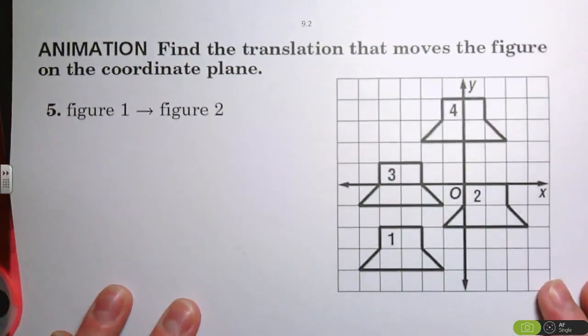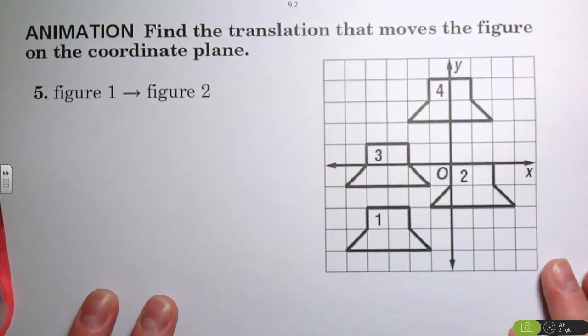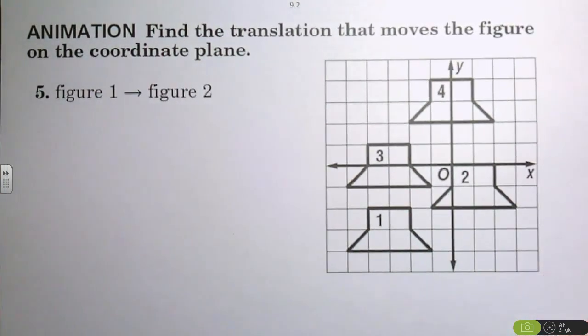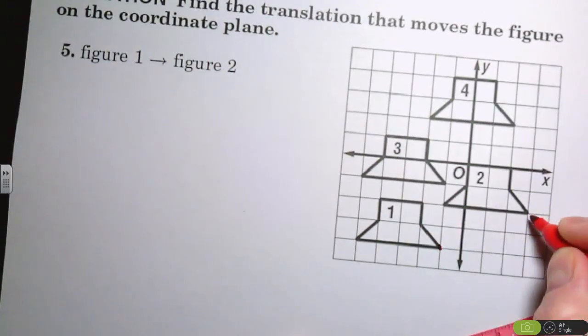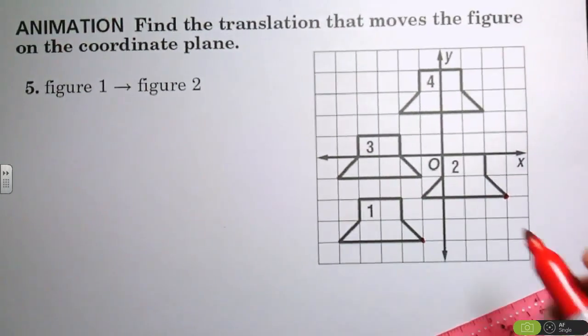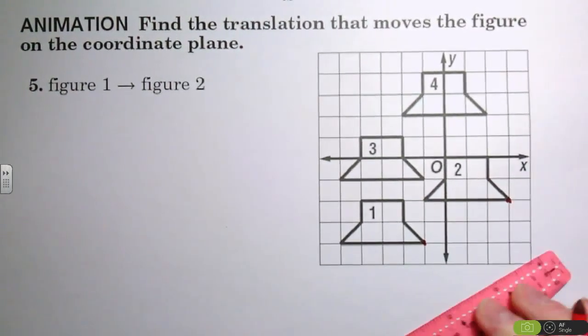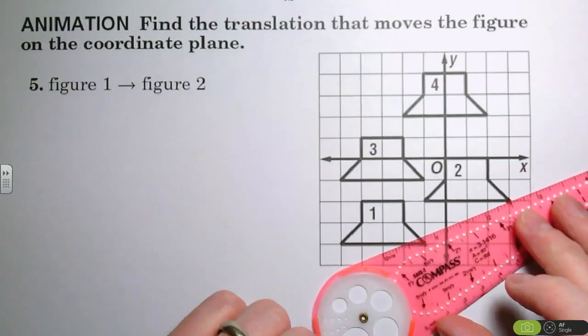Next example is describing a transformation in the coordinate plane. Now there are two ways to describe it. You can go by vector or you can go by coordinate notation. If we go by vector, let's say I've got to go from 1 to 2. What you have to do is pick two parts that correspond. So like these two corners, this corner and this corner. I'm going to start at 1 and go to 2.